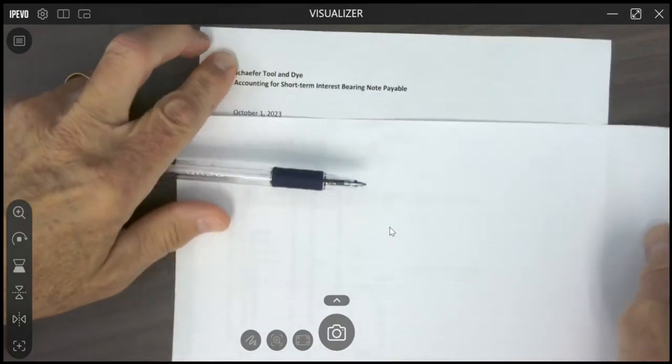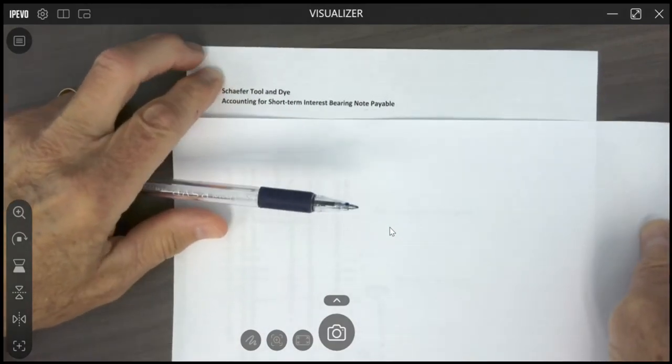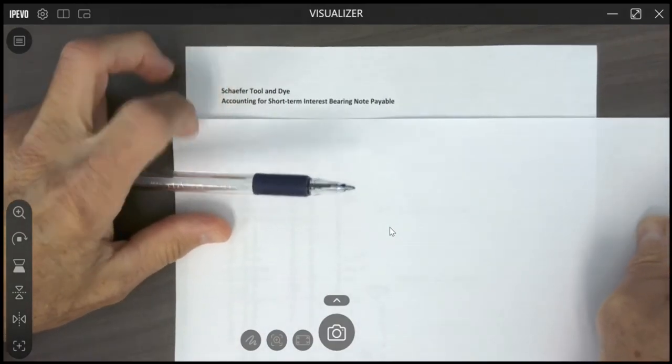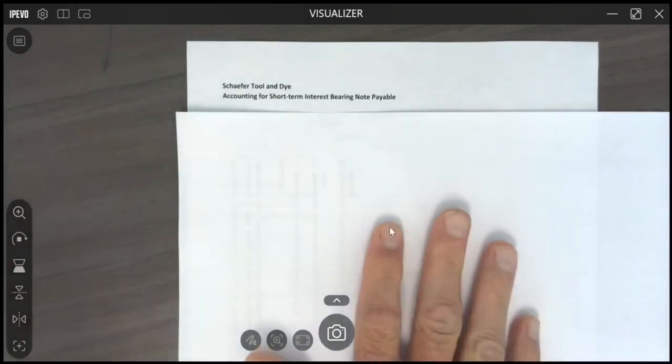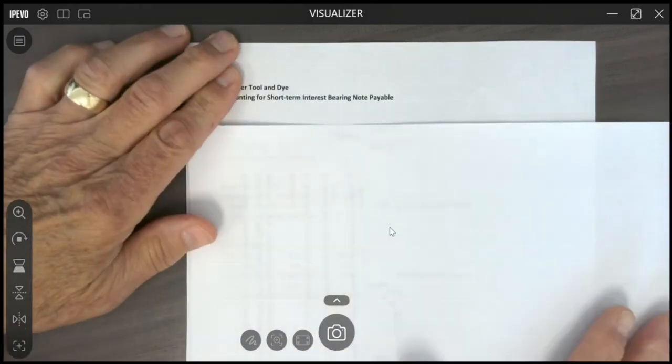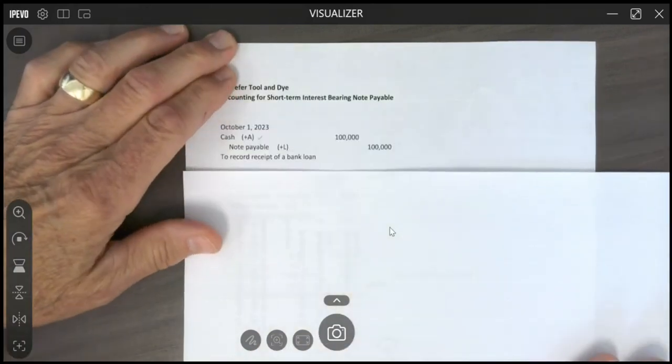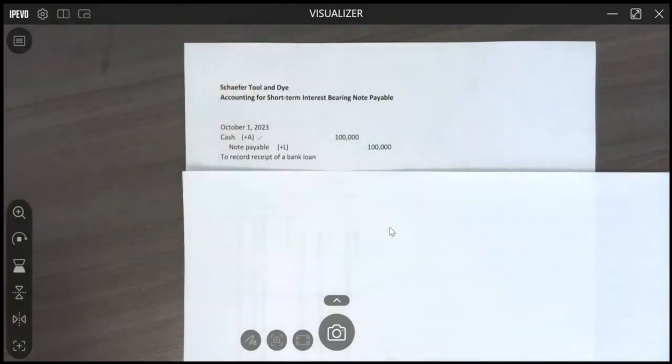Okay, welcome back. And here's the solution to that case. So on October 1 of 2023, we went to the bank and we borrowed $100,000. So the bank gave us $100,000. We signed an agreement to repay them the $100,000 in 9 months and also pay them interest.